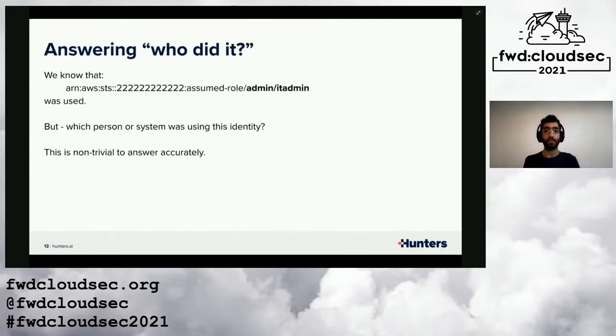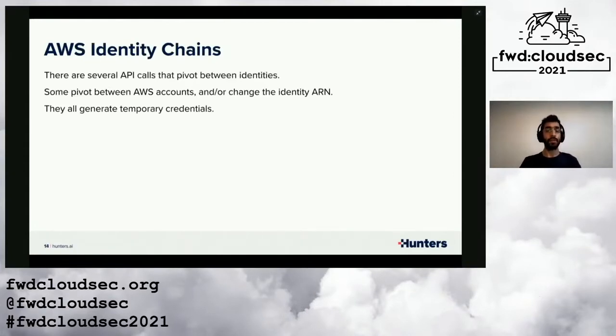Okay, so who did it? We know that this assumed role, admin, IT admin, was used, but we don't know who was actually using this identity. And finding this out is not really trivial to do. So we need to touch a bit on identity chains to be able to answer this better.